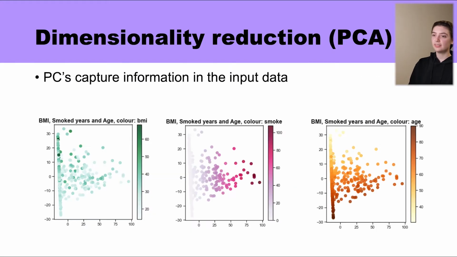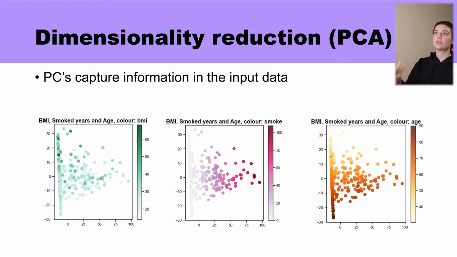And part of that is because they capture the information in the input data, which means that if you don't normalize your input data properly, or you've got outliers and things like that, that's going to be captured in the principal component analysis.